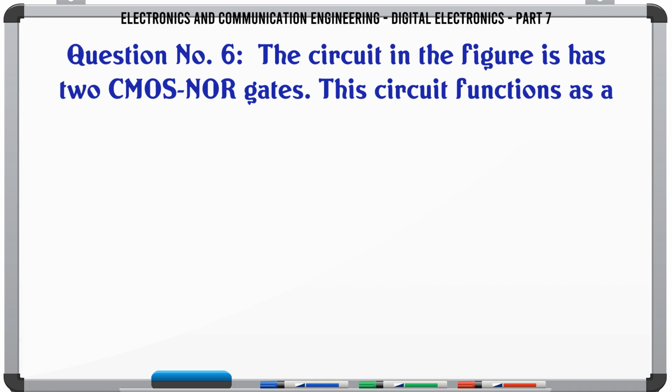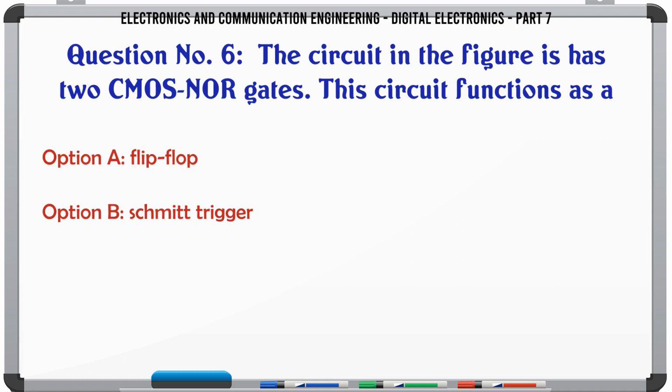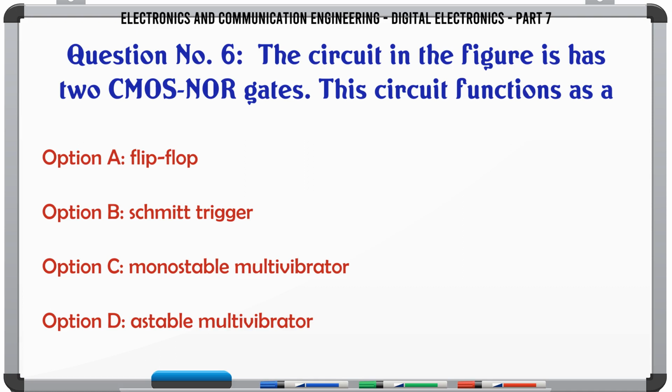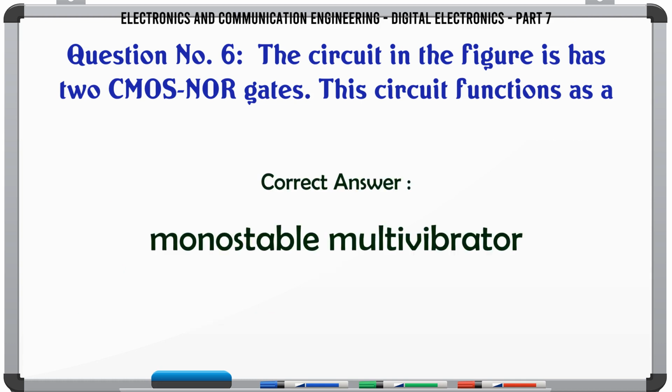The circuit in the figure has 2 CMOS NOR gates. This circuit functions as: A. Flip-flop, B. Schmitt trigger, C. Monostable multivibrator, D. Astable multivibrator. The correct answer is monostable multivibrator.